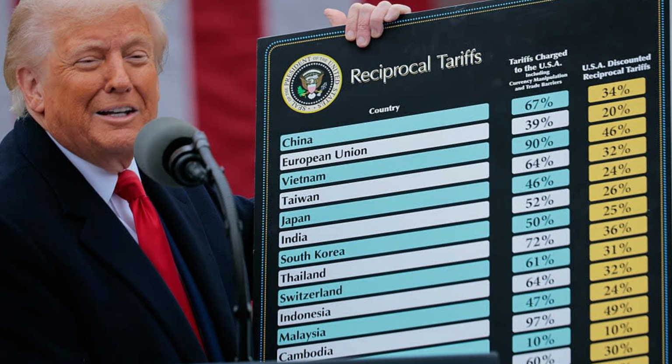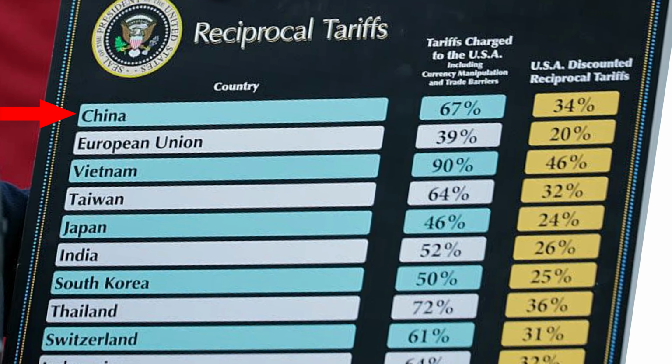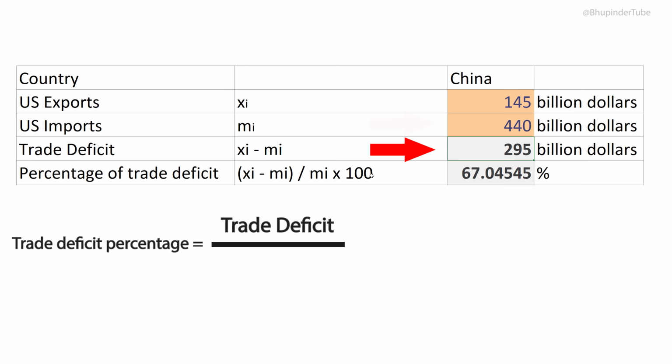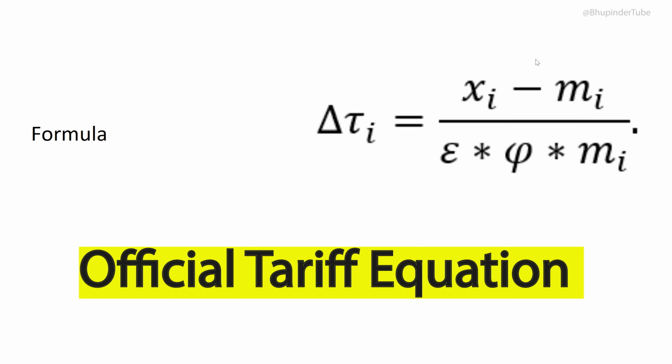How did Trump calculate the trade tariffs? For example, he said China is charging 67% tariff, so he's going to charge them half of that, which is 34%. So I'm going to show you step by step how this is calculated. This is the official formula, but actually it is much simpler.